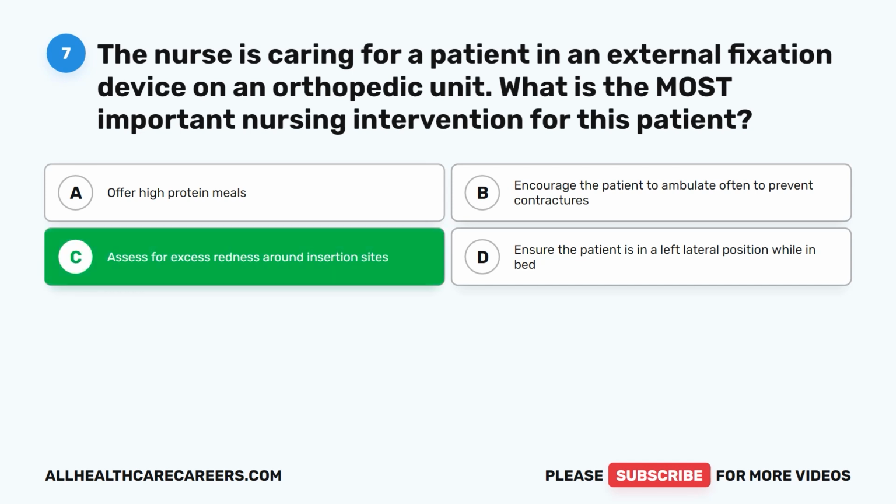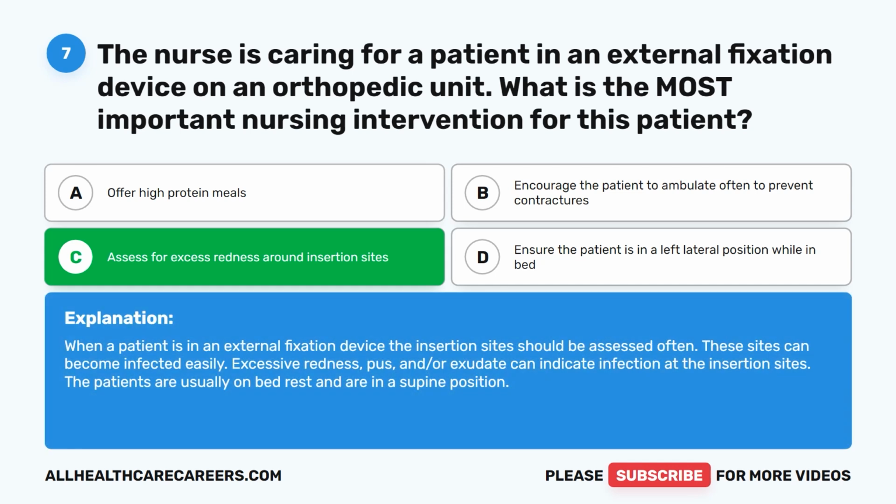The correct answer is C. Assess for excess redness around insertion sites. When a patient is in an external fixation device, the insertion sites should be assessed often. These sites can become infected easily. Excessive redness, pus, and/or exudate can indicate infection at the insertion sites. The patients are usually on bed rest and are in a supine position.